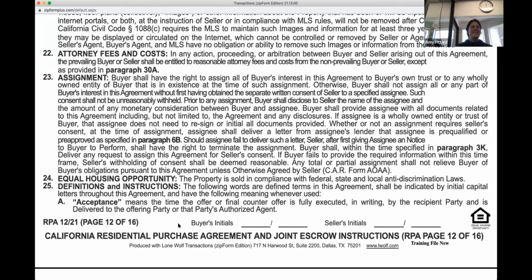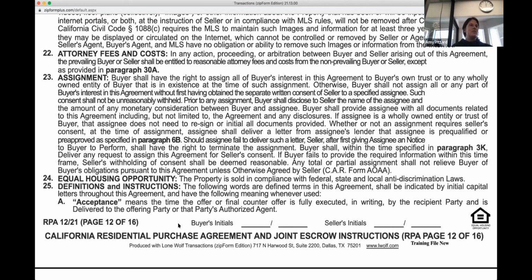Attorneys' fees and costs: in any action, proceeding, or arbitration between buyer and seller arising out of this agreement, the prevailing buyer or seller shall be entitled to reasonable attorney fees and costs from the non-prevailing buyer or seller, except as provided in paragraph 30A. Assignment: the buyer shall have the right to assign all of buyer's interest in this agreement to buyer's own trust or to a wholly owned entity of buyer that is in existence at the time of such assignment. Otherwise, buyer shall not assign all or any part of buyer's interest in this agreement without first having obtained a separate written consent of the seller to a specified assignee.